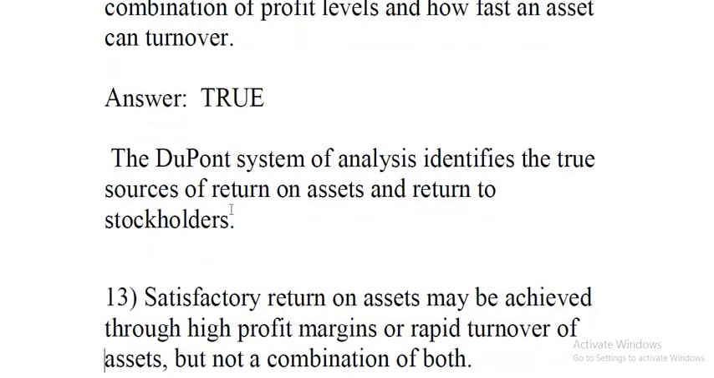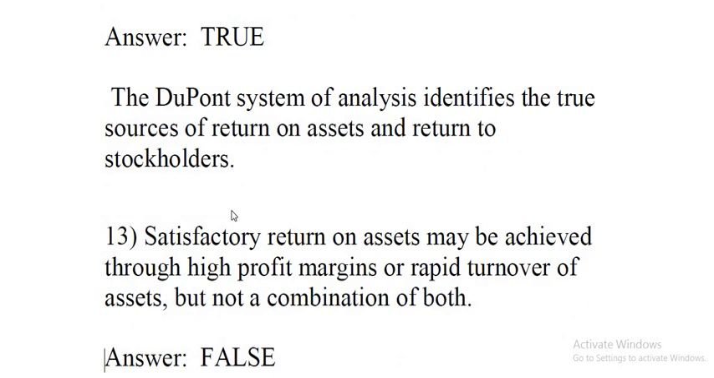Next question. Satisfactory return on assets may be achieved through high profit margins or rapid turnover of assets, but not a combination of both. That is false. Return on assets could be satisfactory, achieved through high profit margins or rapid turnover of assets, or both, a combination of both.